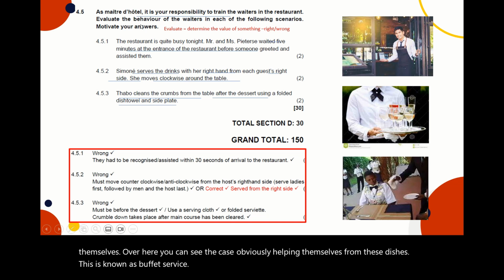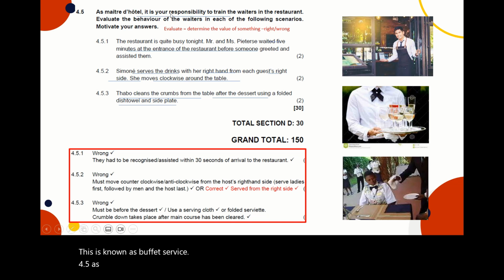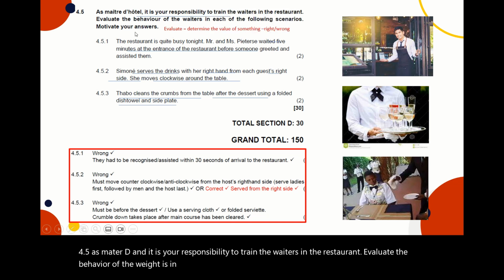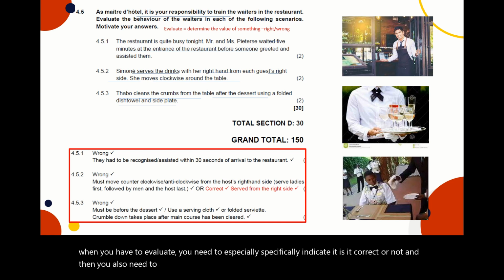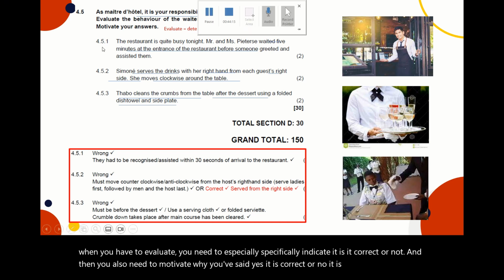4.5, as maitre d', it is your responsibility to train the waiters in the restaurant. Evaluate the behavior of the waiters in each of the following scenarios and motivate your answer. Now, when you have to evaluate, you need to specifically indicate it. Is it correct or not? And then you also need to motivate why you've said, yes, it is correct, or no, it is not correct.